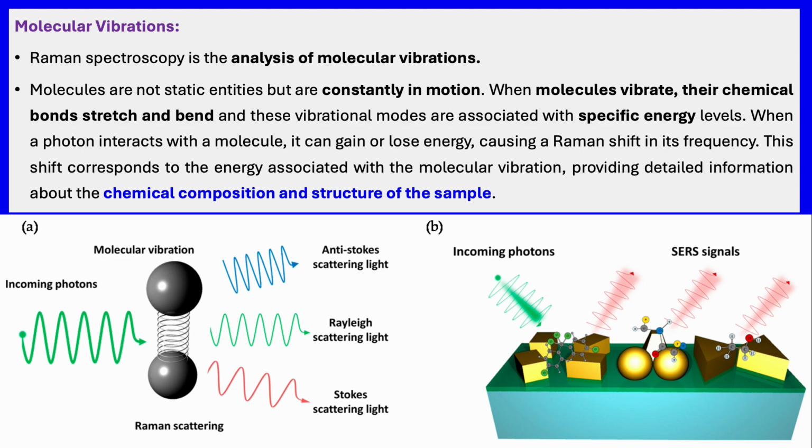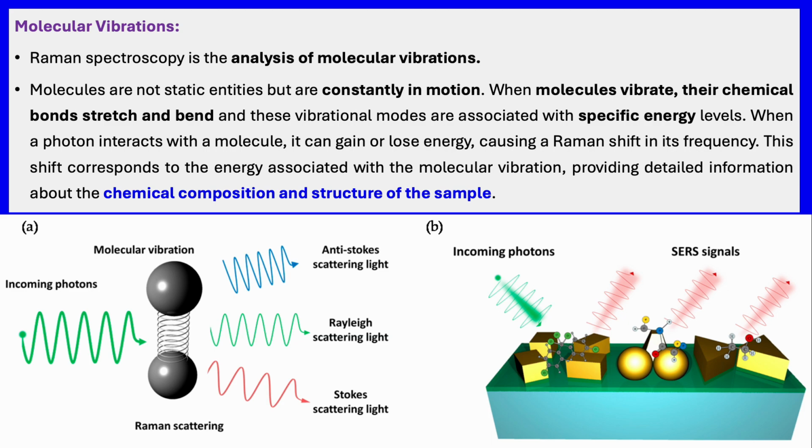So we have to remember that molecules have different vibrational levels, and these are defined by specific energy differences. When a particular molecule interacts with a particular photon, that molecule from the ground state may reach a virtual state. But the virtual state is a very short-lived unabsorbed state. Again, it goes down to the ground state. Here, the frequency of the laser light is equal to the frequency of the scattered light. This is called Rayleigh scattering.